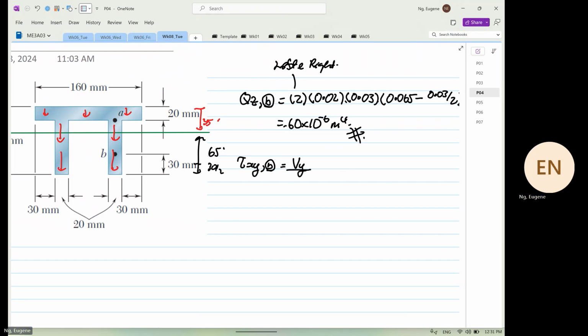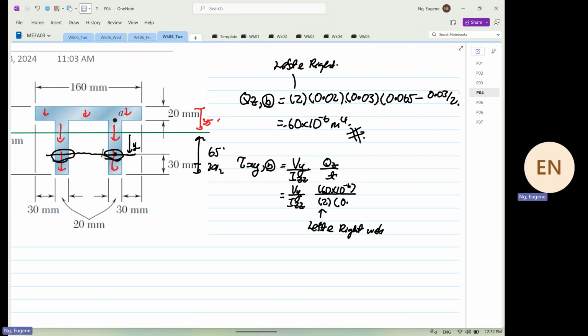So the shear stress at point B is equal to Vy over Izz times Qz divided by t. For this case, as I mentioned before, Vy over Izz are constant, so I'm just going to leave it as a constant down here. Qz is now 60 times 10 to the power minus 6. The thickness now, because our variable y stops here, you draw a straight line across, it cuts across how many thicknesses, 1 or 2? 2 thicknesses. So you have to consider left and right webs and divide by the thickness of 0.02. So this will be equal to 60 times 10 to the power minus 6 divided by 2 divided by 0.02, which is equal to 1.5 times 10 to the power minus 3 Vy over Izz.